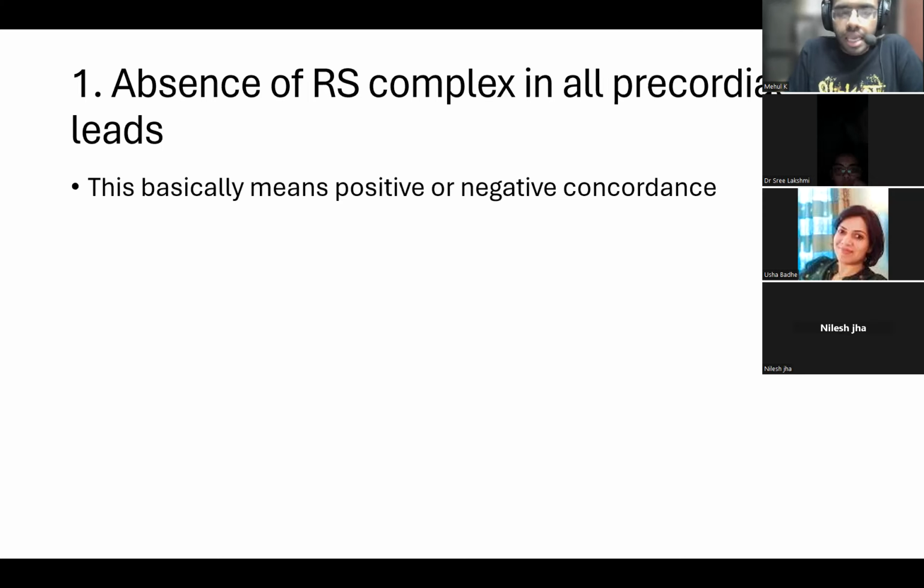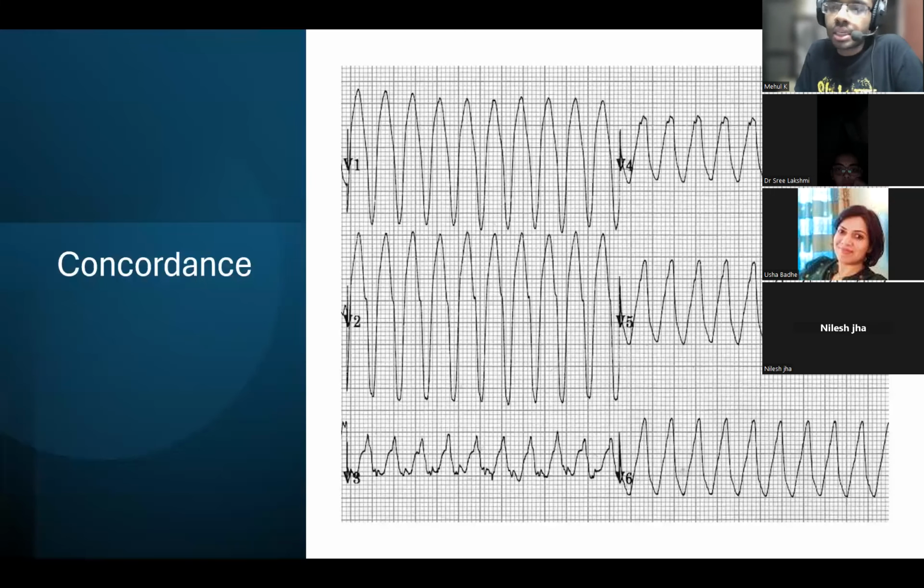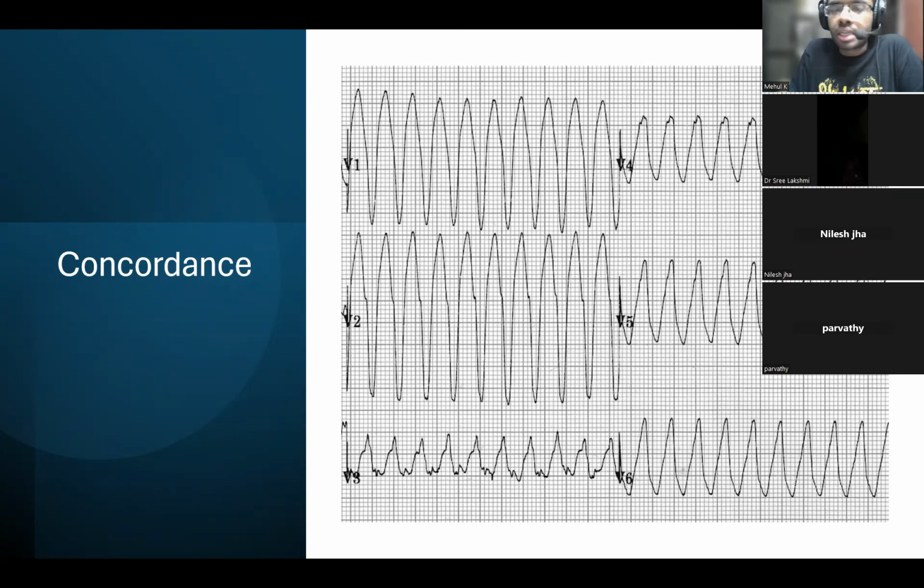One is absence of RS complex in precordial leads. What does this mean? You're looking for concordance in the precordial leads. What do you mean by precordial leads? V1 to V6 is your precordial leads. And you look for basically whether all the QRS complexes are going in the same direction or not. So if all of the QRS complexes are moving in the same direction, then that is VT. That is not SVT. That is definitely VT, and you should treat it as VT.